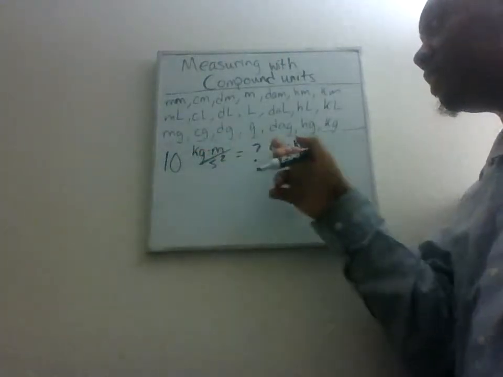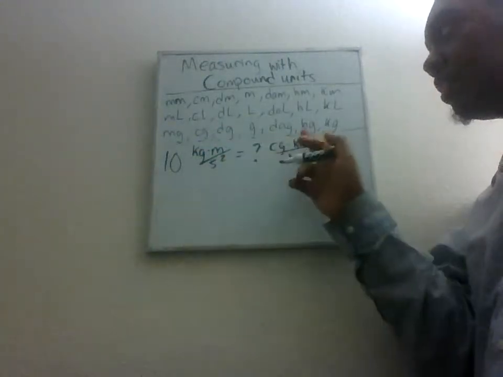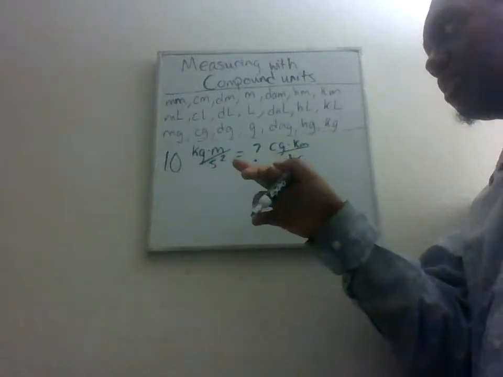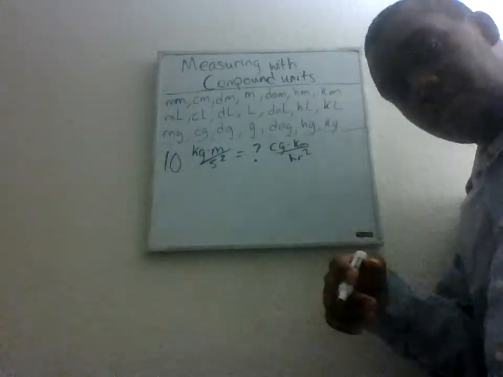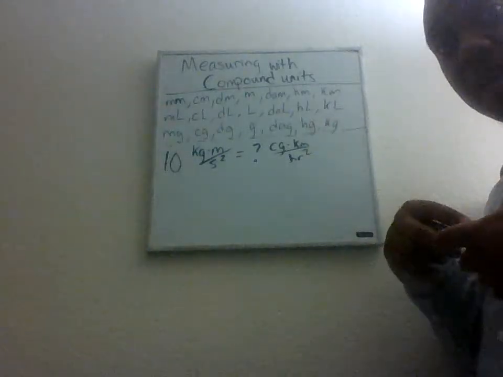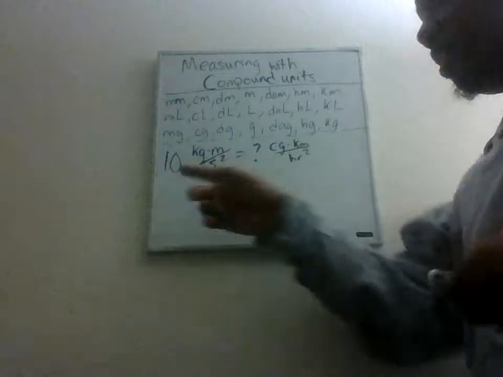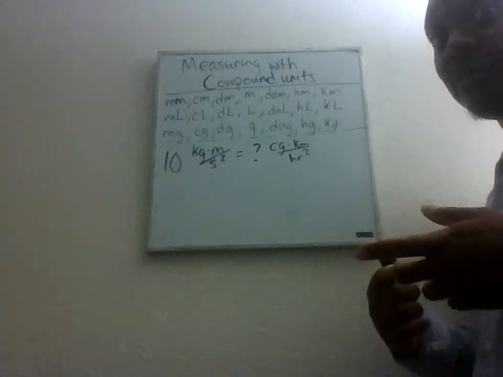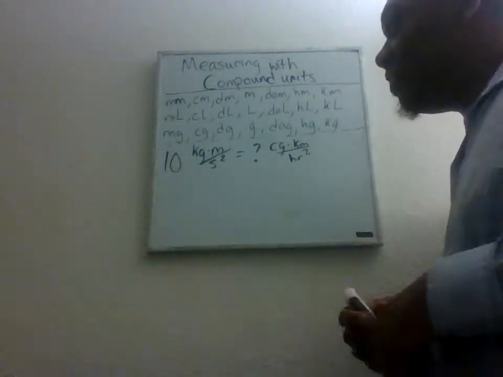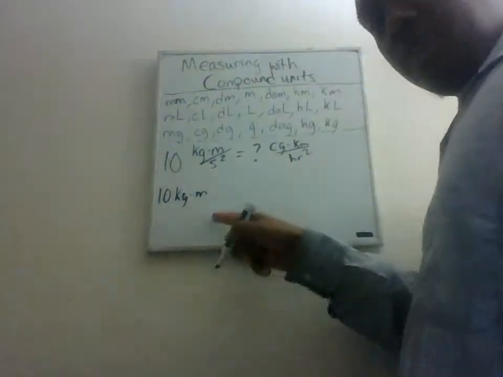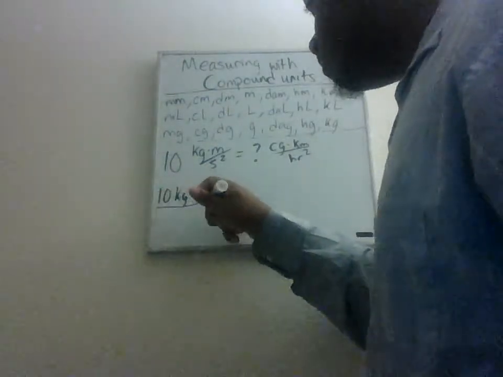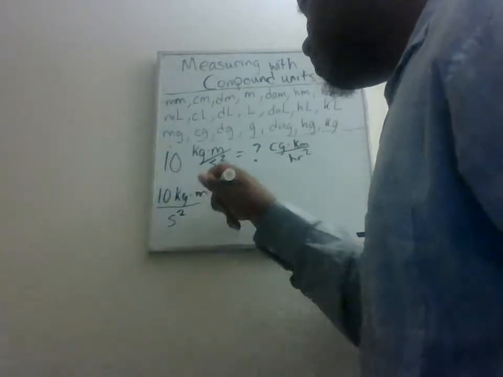We're converting kilograms to centigrams, we're converting meters to kilometers, and we're converting seconds squared to hours squared. A lot of conversion going on. Let's try to pack this in together. Luckily, our number starts off as 10, so that might help things out a bit. So let's see what happens. We start off with 10. We have kilograms times meters. That means they're both going to be in the numerator. And this is all over seconds squared.